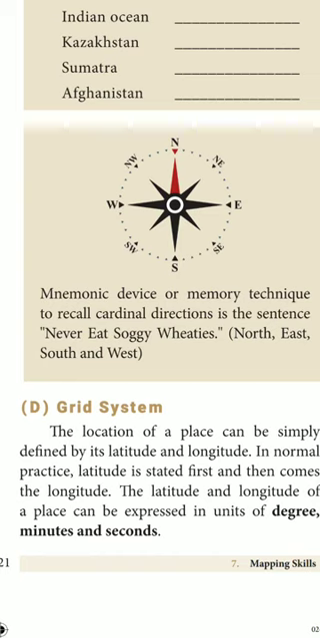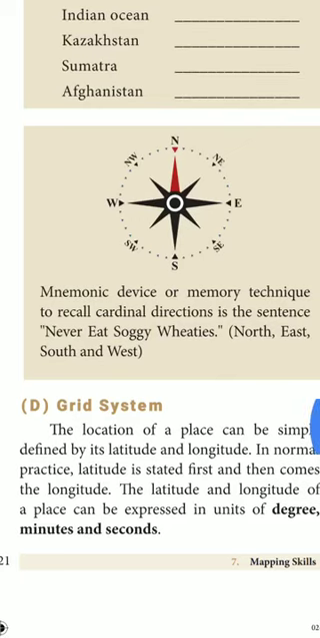A mnemonic device or memory technique to recall the cardinal directions is this sentence. How do we want to remember this? Never Eat Soggy Wheaties. That is North, East, South and West.